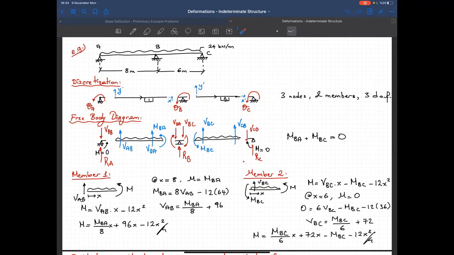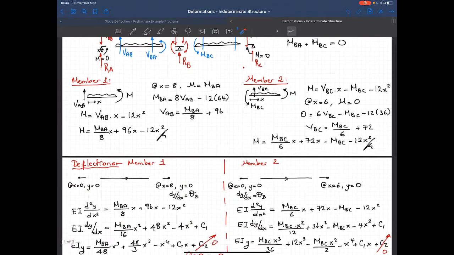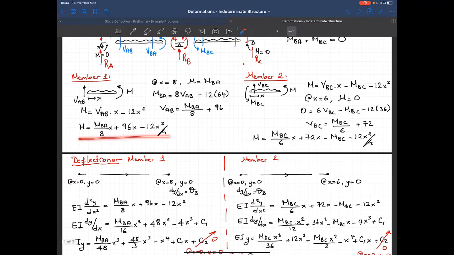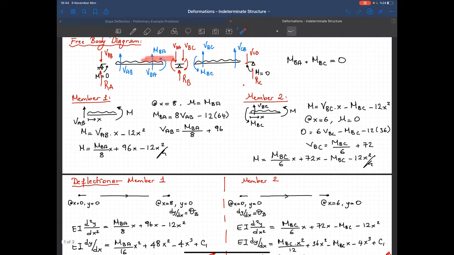And from the free body diagram, we said that the moment at these ends of the member are equal to 0. And while writing the moment equation, we use that information, and this way we write our moment equation in terms of the end moment BA only. And again, likewise, for the second member, we use the information that moment is equal to 0, and by using that information, we have written the moment equation in terms of a single end moment.